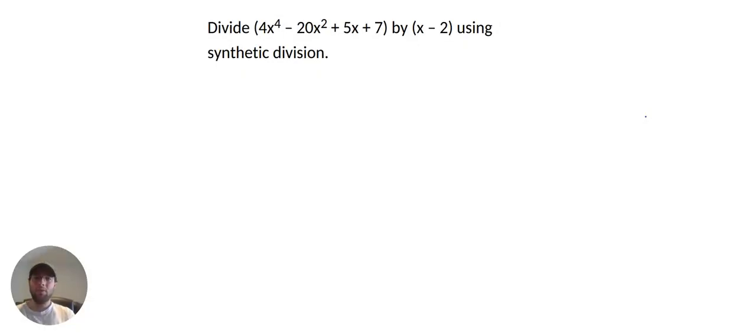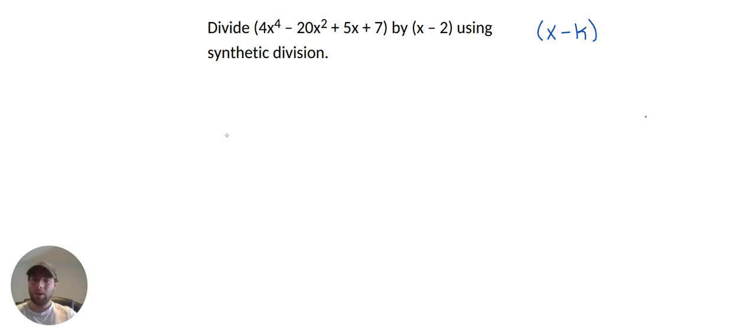Today we're going to be going over the following problem. We want to divide 4x to the fourth minus 20x squared plus 5x plus 7 by x minus 2 using synthetic division. And before getting started here, let's notice that we can divide by synthetic division because our divisor is of the form x minus k, where k is some constant, and in our case k is 2.